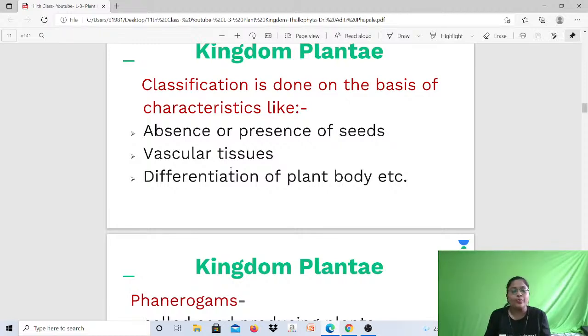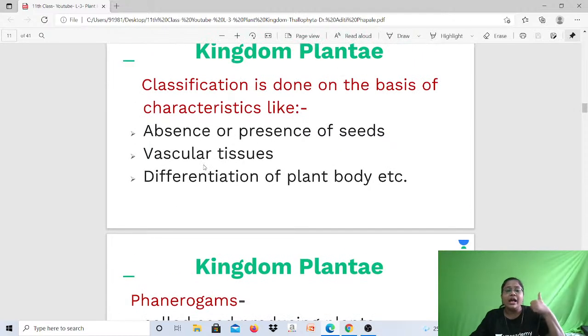Correct? So, based on vascular tissues again, there are different types, plants are classified. And third, very important, differentiation of plant body. Now, what do you mean by that? Different parts of plant body, it could be external or internal. So, differentiation of plant body, how exactly the plant body is. Based on that also, different plants are classified. There are herbs, there are shrubs, there are huge trees. Correct? So, remember this criteria.